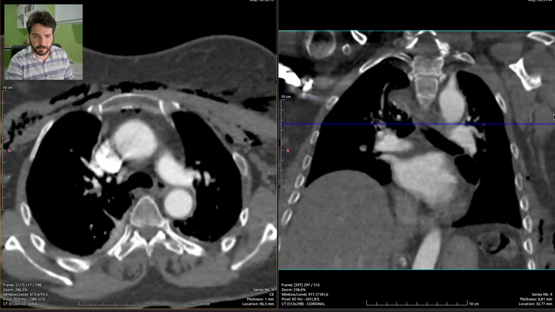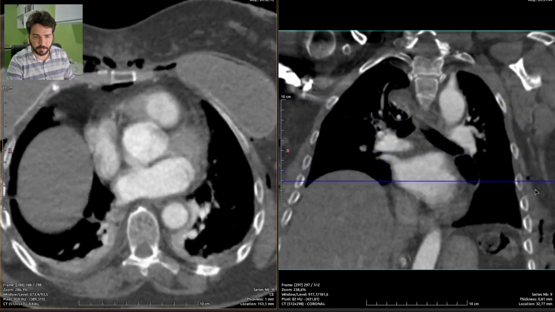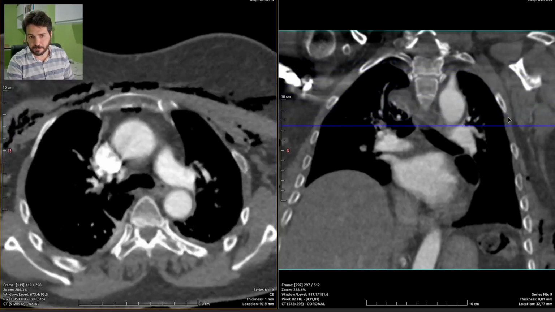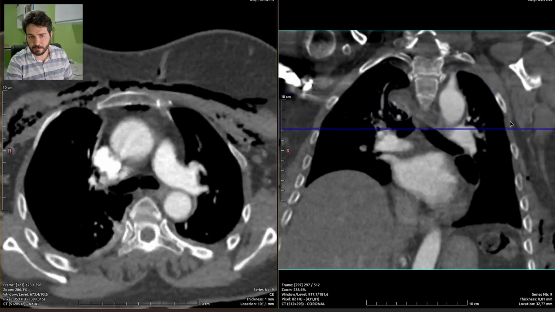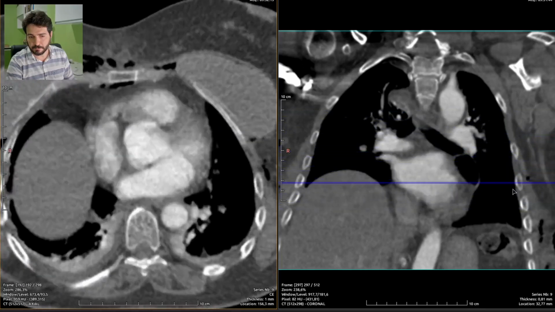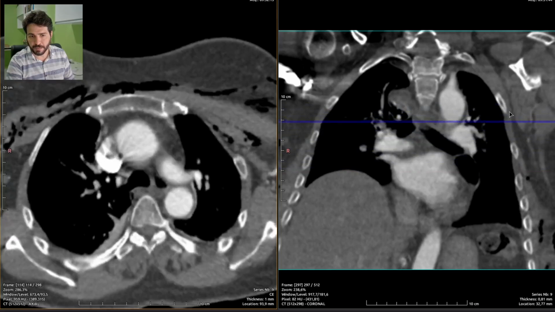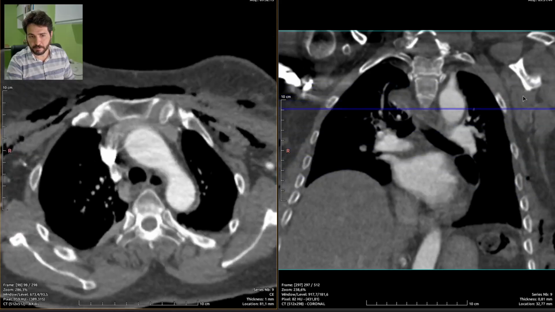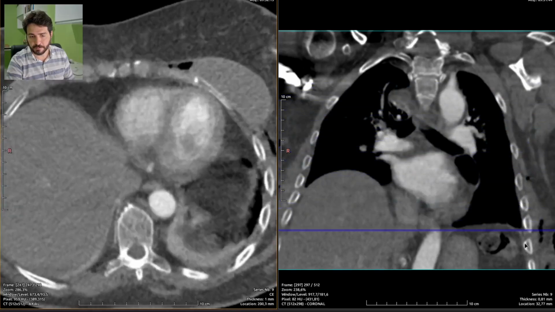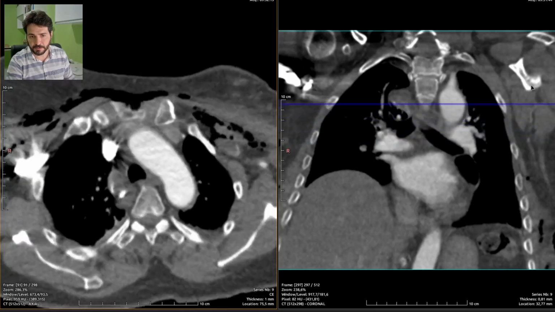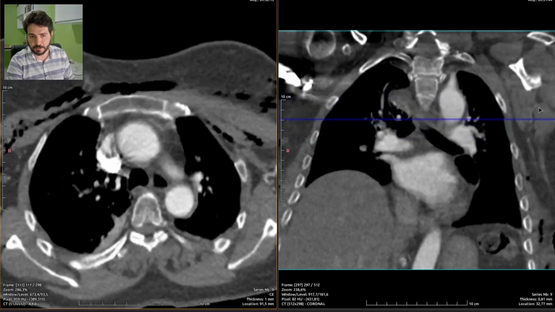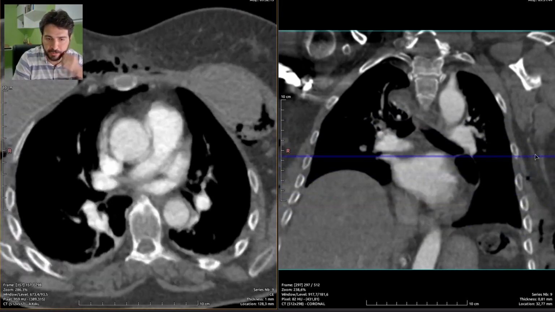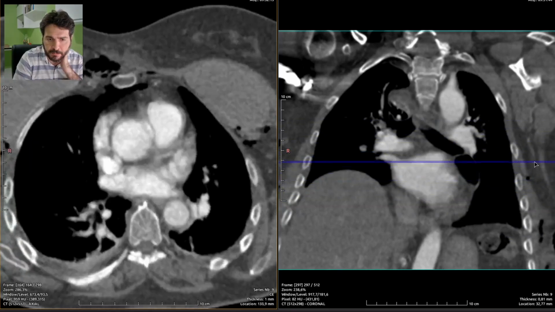We are looking for any definitive sign of filling defects. Oh, I know it's heavily... this is a very badly done exam. There are too much respiratory breathing movement artifacts, but we can see as much as it's possible and tell if there is pulmonary embolism. So let's see.